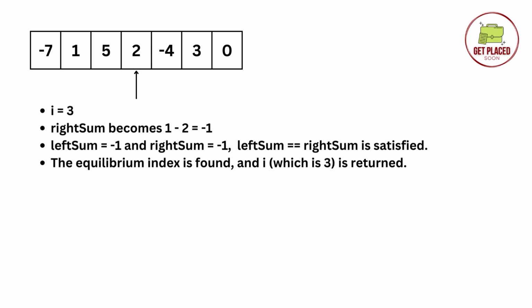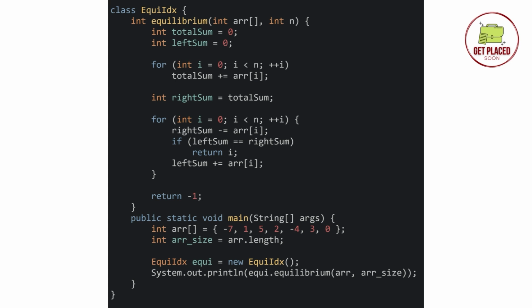Now let's see how to do this in programming. In the function int equilibrium, we have two parameters. One is the array and the other is the size of the array. We are creating two variables, total sum and left sum. By default they are 0. The first loop will go and calculate the total sum of the array. Now we are creating another variable, right sum, and we are initializing it with the value of total sum.